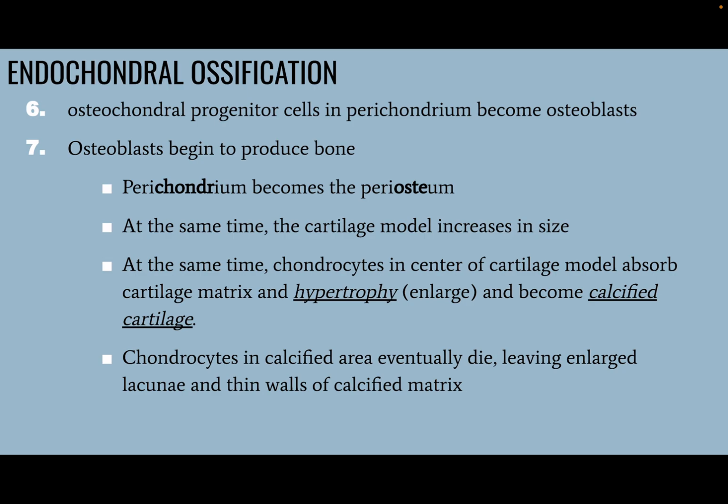At the same time, the cartilage model is growing in size because I have some cartilage cells going through mitosis. It's increasing the size of the model. At the same time, the chondrocytes start to basically resorb some of that cartilage matrix and enlarge and become calcified or hardened. These chondrocytes are eventually going to die, and they're going to leave these lacunae. Lacunae are like little caves or openings in this cartilage model, and we're going to start to build our bone from there.